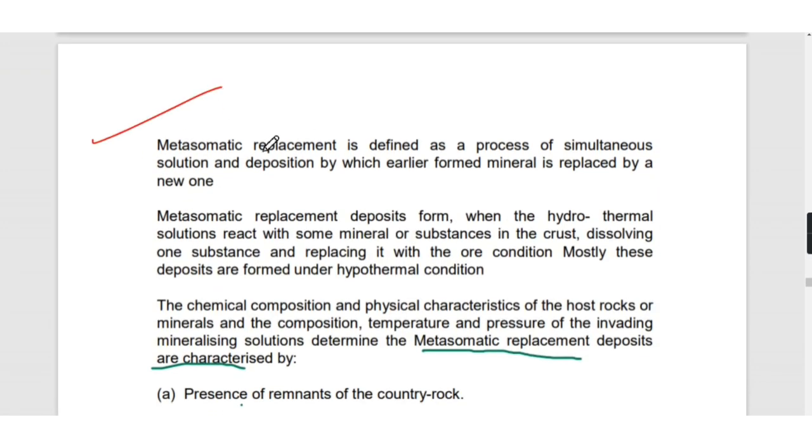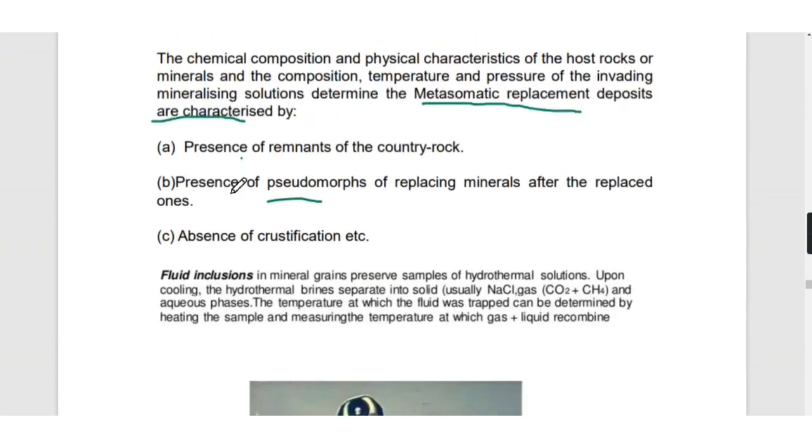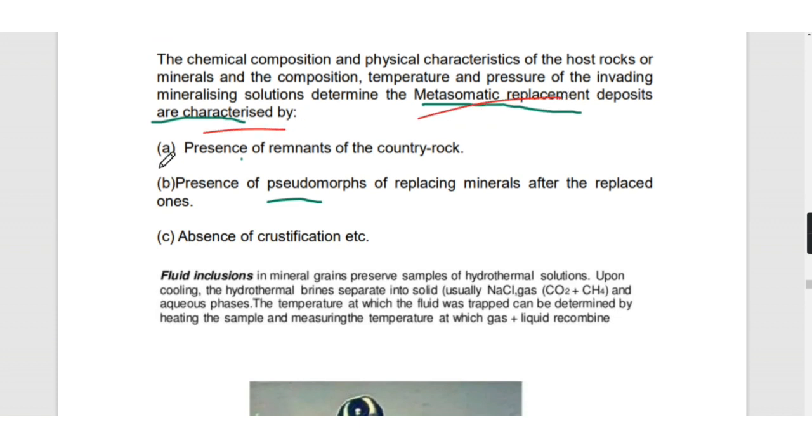What is metasomatic replacement? As I have told, it is the replacement of an earlier formed mineral by a new one. So for metasomatic replacement, what are the characters? There should be presence of remnants of country rock, presence of pseudomorphs of replacing minerals, and absence of crustification.